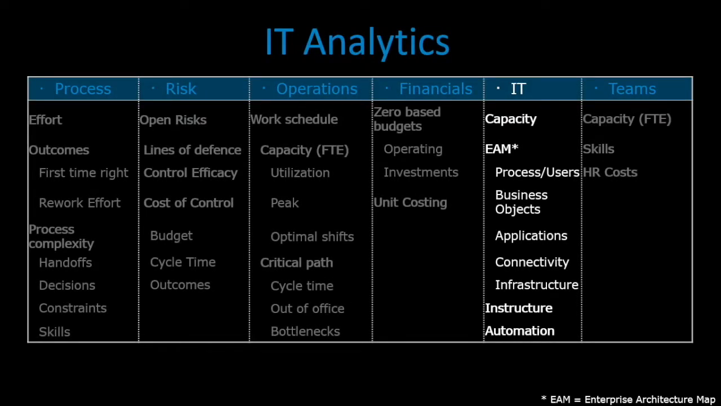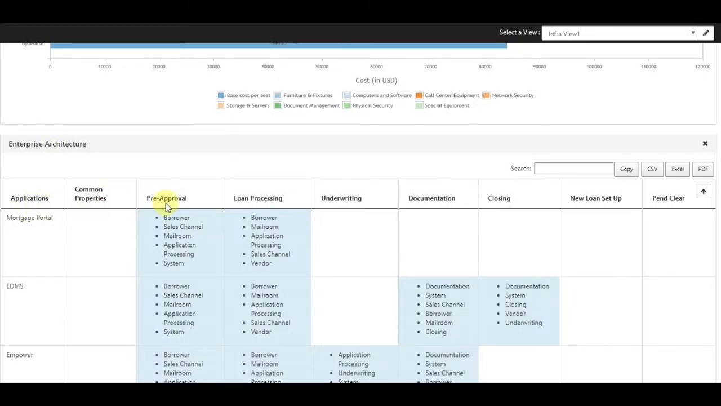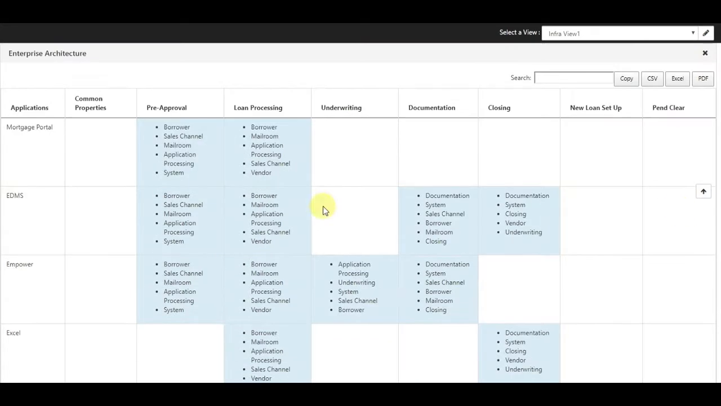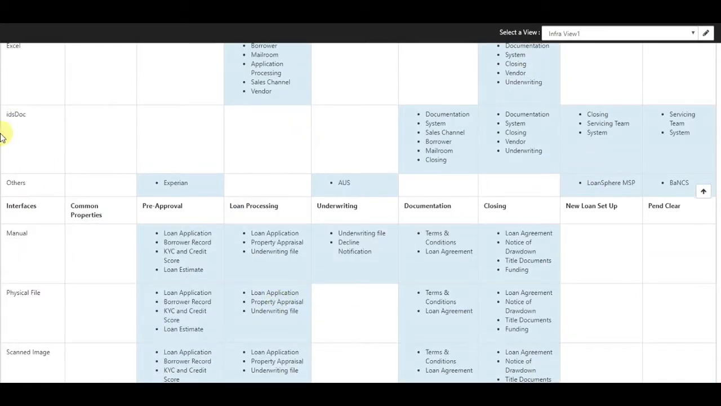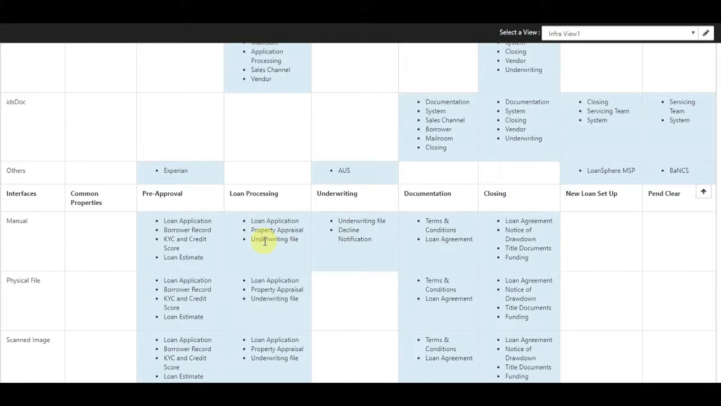IT and infrastructure. Maven uses the process map to construct the enterprise architecture map including related process, activities, business objects, applications, communication, and infrastructure. This also shows analyses of monolithic or fragmented systems.